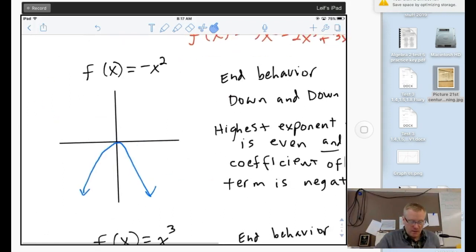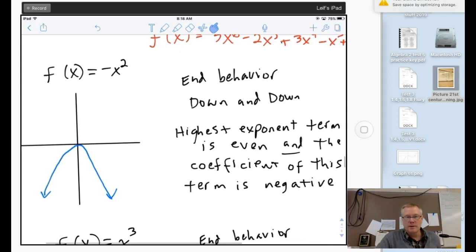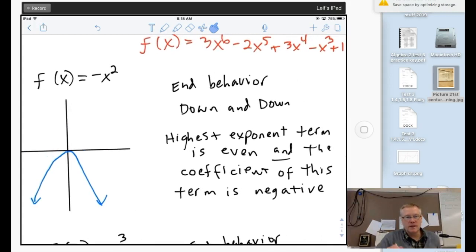Next one, if f of x equals negative x squared, end behavior is down and down, the highest exponent is even, okay? Because you can see that not only is the exponent even, the leading coefficient is negative. There's an implied 1 in front of there, right? Which makes it -1. So since it's negative, it'll be the opposite, down and down. So this will be true not only for x to the 2nd, but anything that's got x to the 4th, x to the 6th, x to the 8th, any even exponent like that.